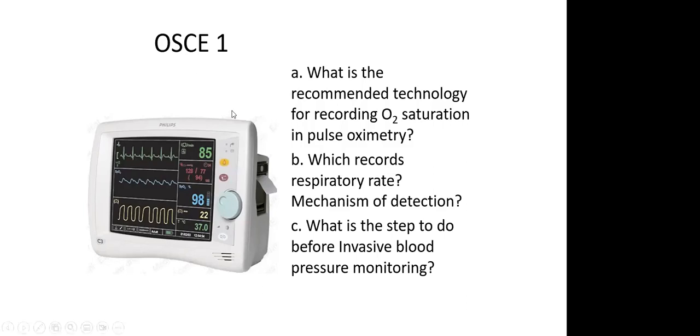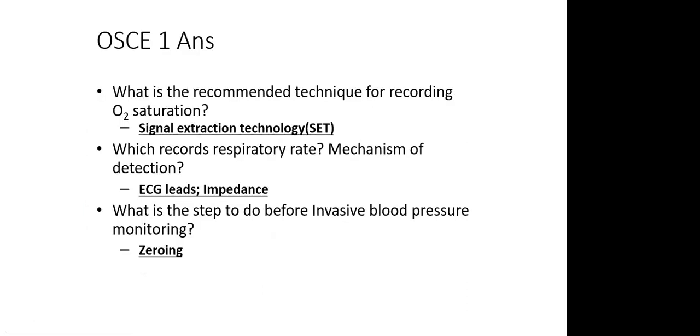So basically, we are very familiar with the multi-parameter monitor. The technology recommended would be signal extraction technology. Respiratory rate is recorded by ECG leads, and it is by the impedance method, because you have various methods to detect the respiratory rate. The thoracic impedance is the one which makes the ECG leads recognize the respiratory rate. And before invasive blood pressure monitoring, you will do a zeroing. Shall we move on to the next?